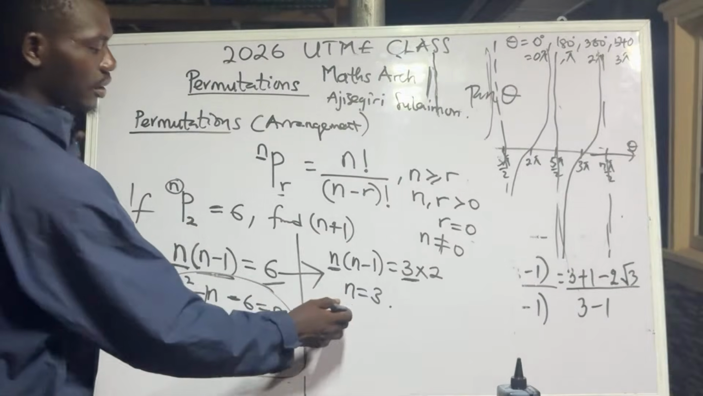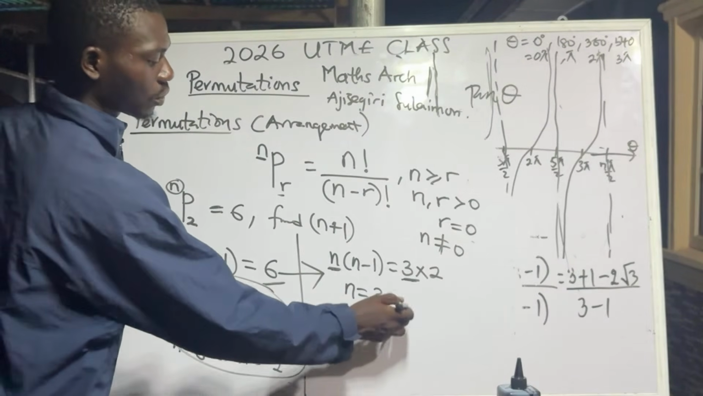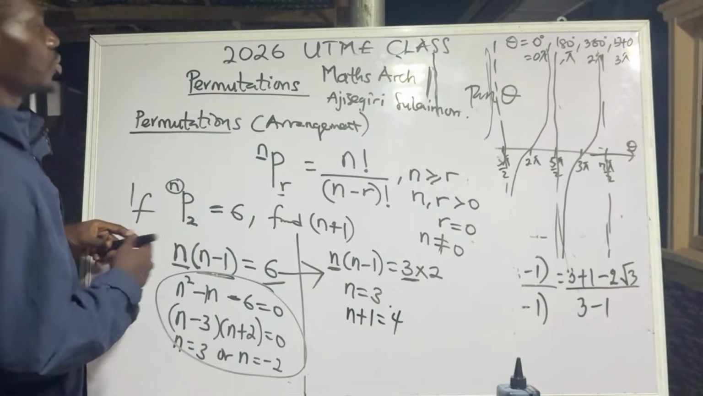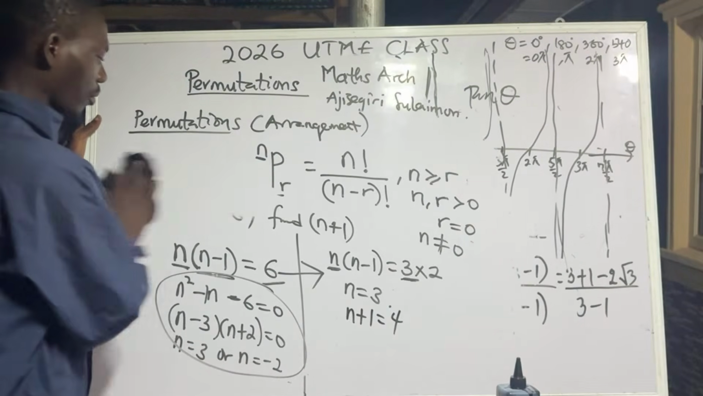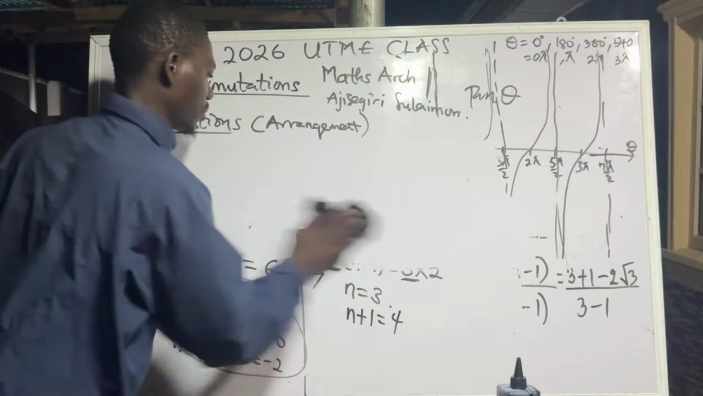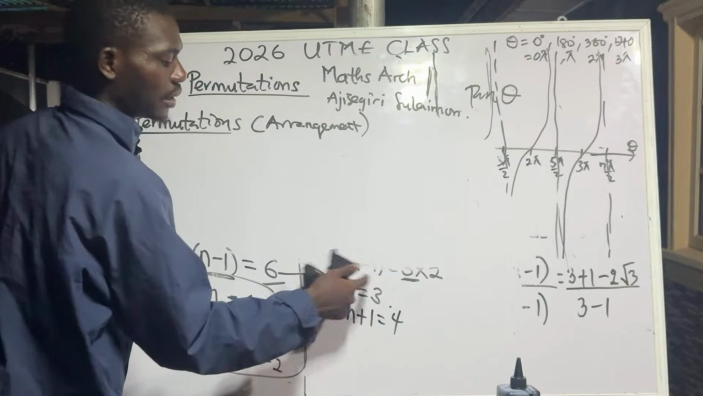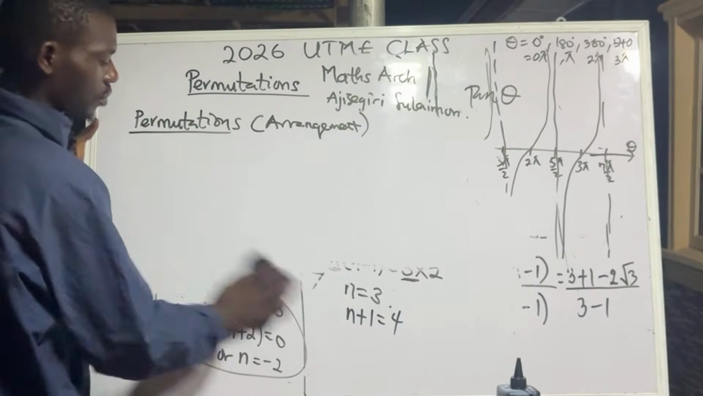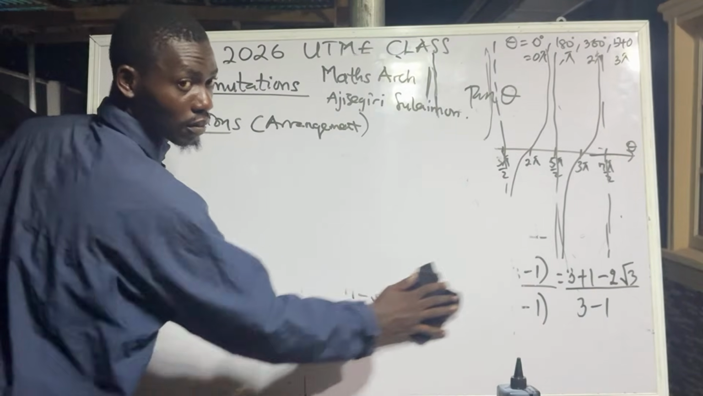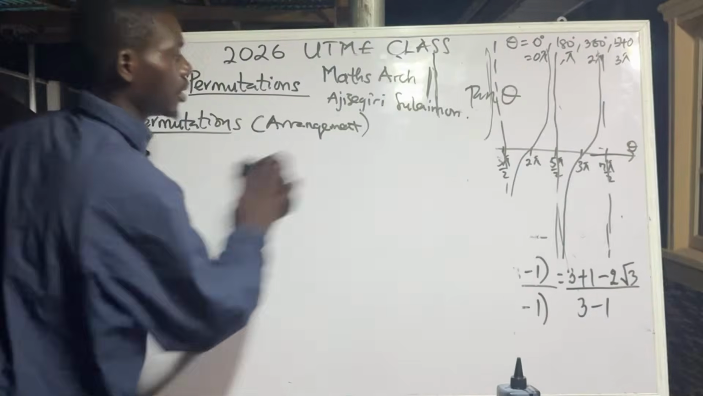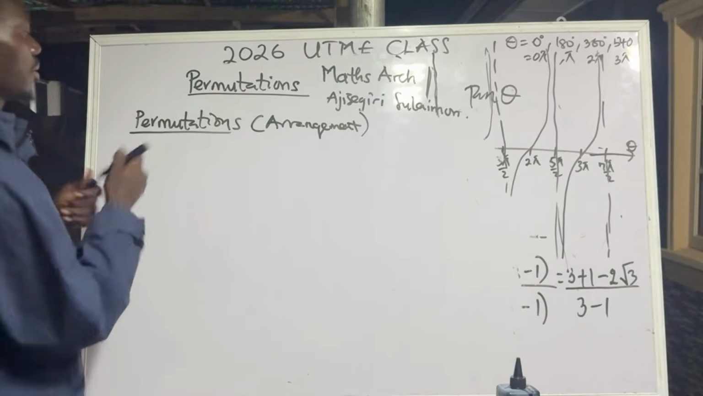So if n is 3, then n plus 1 will be what? It's 4. That's 3 plus 1. So moving on. Is it good to be n plus 1 or n minus 1? I said find n plus 1. Oh, we find n plus 1. Yes. Someone is asking for another example. Okay, another example.